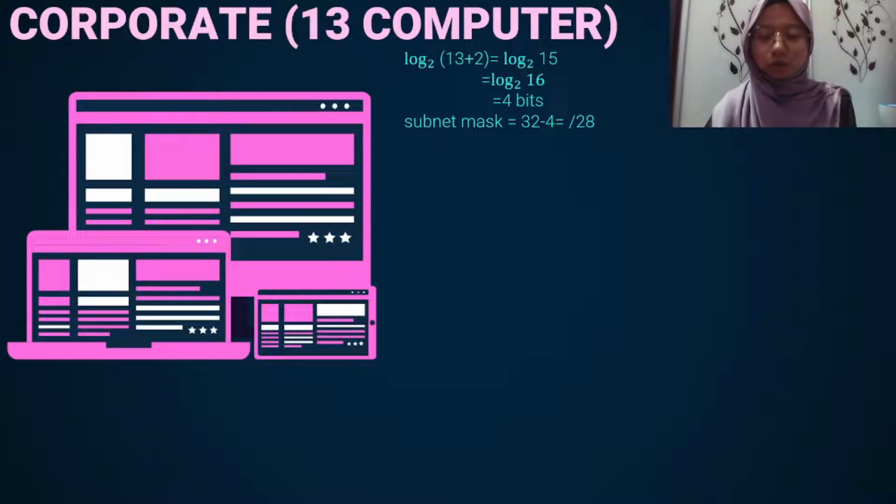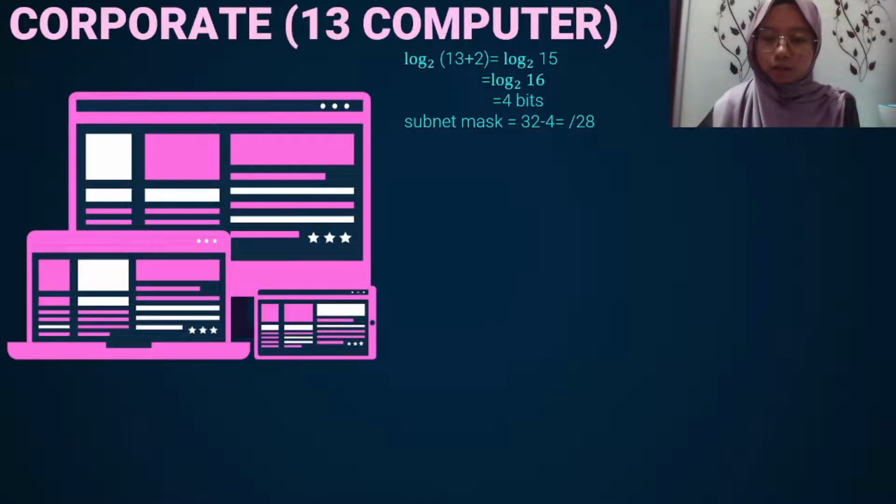So let's proceed. This is our formula, which is log 2 of the computers plus 2, which is 13 plus 2, equals log 2 of 15. So we got log 2 of 16 because we find the nearest to the 15. If we use a calculator, we can get 4 bits. So 4 bits is 4 bits borrowed.